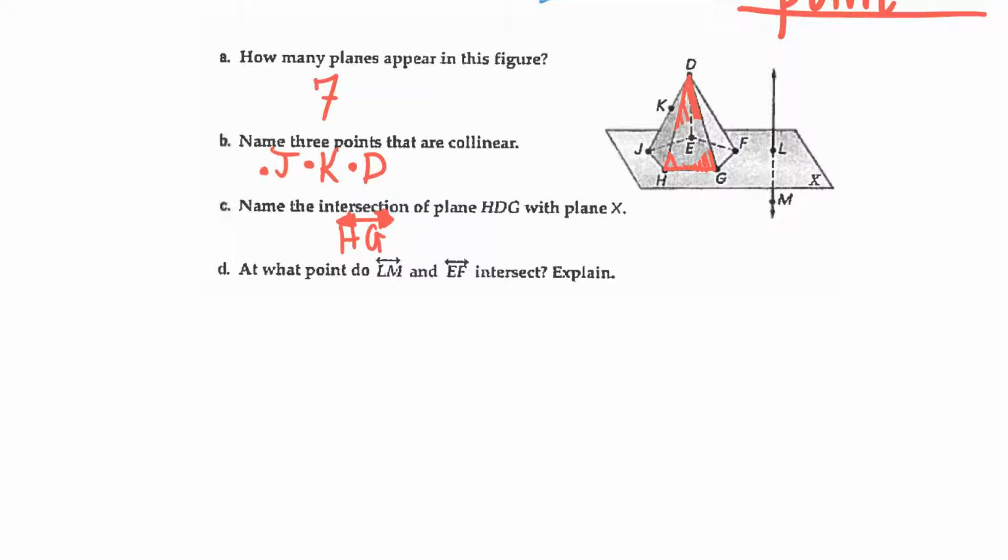So where does EF meet up with LM? It's basically a trick question, right? Are they going to meet up? No. The answer is no, they're not. So it's a trick question. They don't intersect.